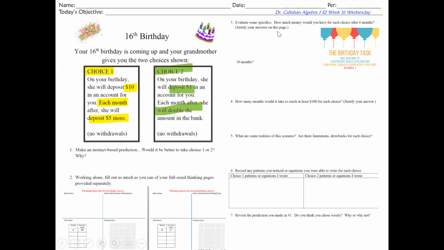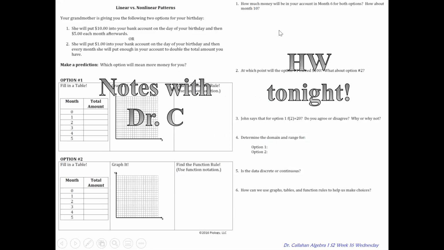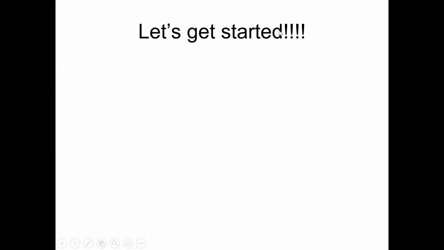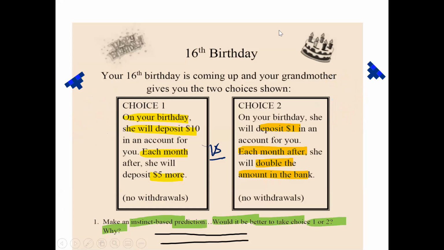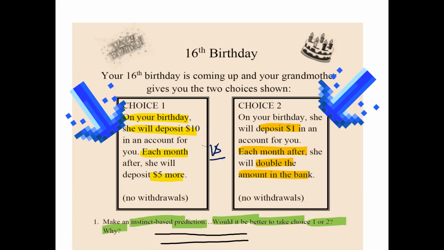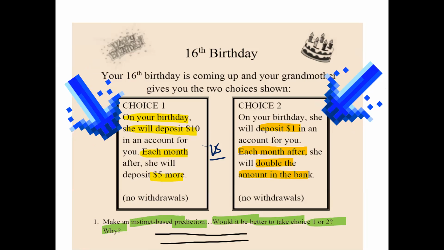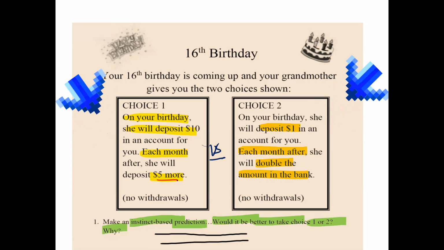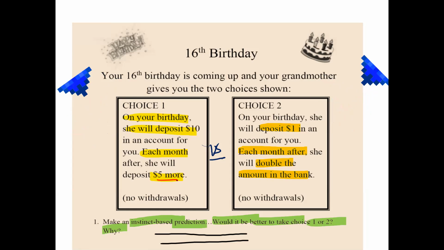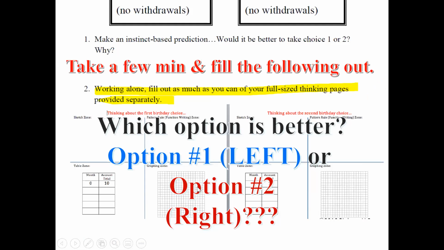All right, go ahead and turn over to your notes here. Page 1, page 2, page 3. So let's go ahead and get started. It is your 16th birthday. It's coming up, and your grandmother is going to give you two choices. Okay, I love grandmothers to give you choices. On your birthday, she's going to give you $10 into an account for you, and each month she will go ahead and add $5 more, but you can't take any money out, obviously, because she wants you to make savvy decisions and save your money.